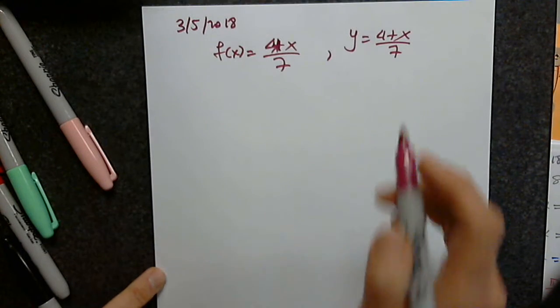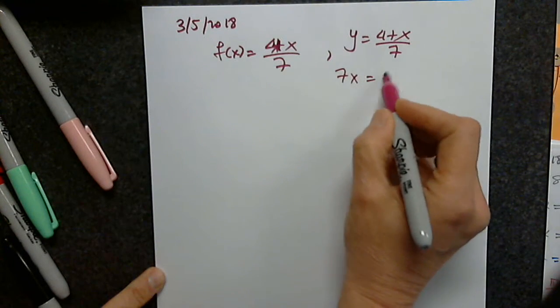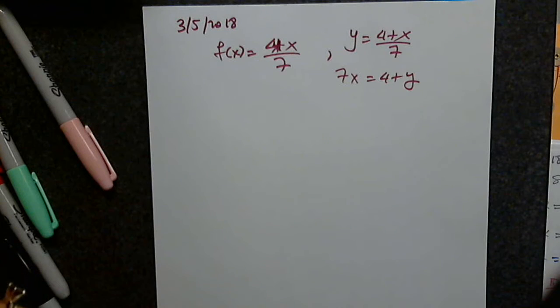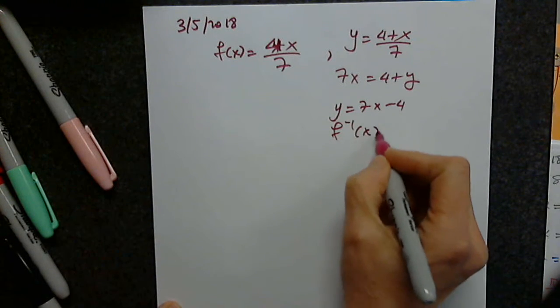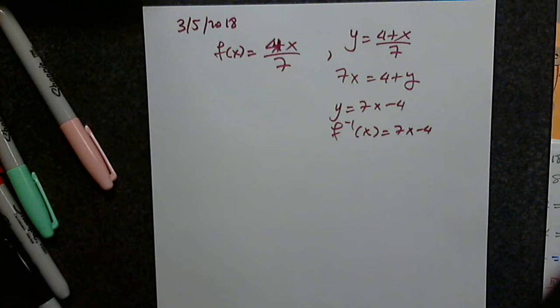This is a proportion. In step 2, I have 7x equals 4 plus y. I have to interchange x and y, and I have to solve for y. And y equals 7x minus 4. And that's f inverse. These are the 4 steps.